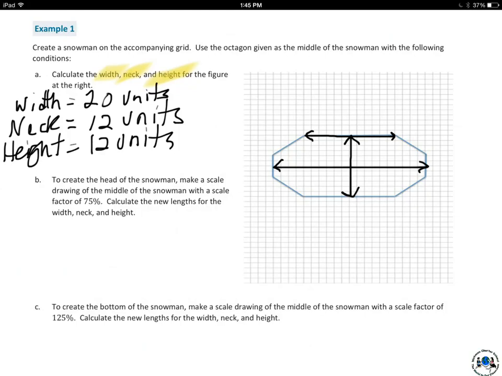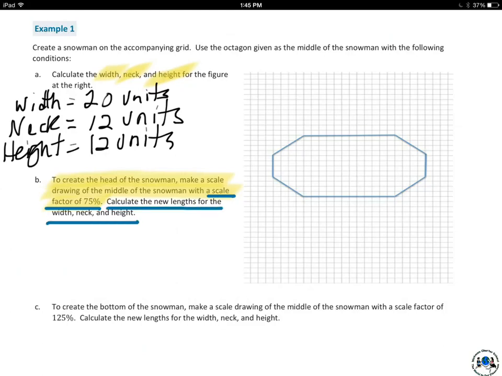So we're going to use those measurements and apply a scale factor, which they're about to give us here. You can see it coming up in B. And we are going to create the head first. I'm erasing all that. Now to create the head of the snowman, make a scale drawing of the middle of the snowman with a scale factor of 75%. And calculate the new lengths for the width, neck, and height.